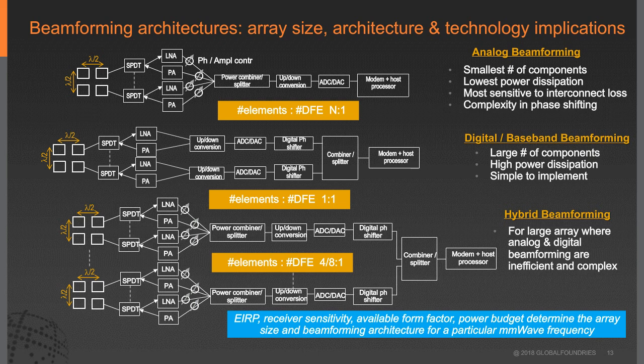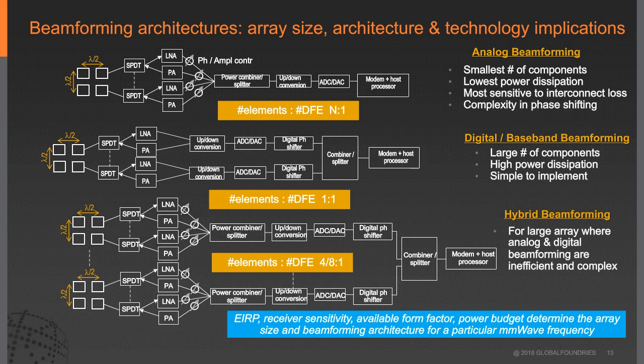On the analog side, since you're doing phase and amplitude control in the RF domain, there is extreme complexity in phase shifting. Of course, you're doing it at 30 gigahertz, 28 gigahertz. And then the second thing is it's sensitive to interconnect losses. But the benefits you get are lowest power consumption or dissipation. So you don't have all these ADCs and DACs, all these up and down converters. You just have one. And then you have smallest number of components. So this is how you compare analog beamforming architecture versus digital beamforming architecture.